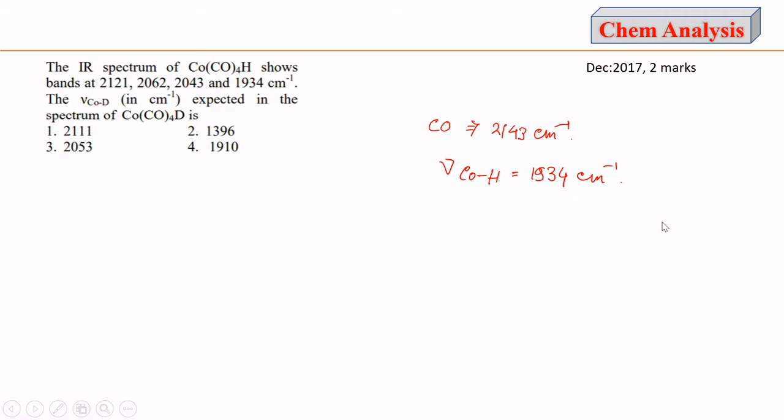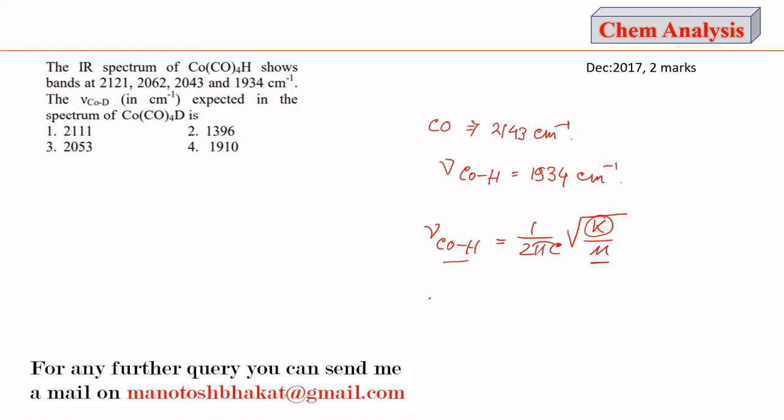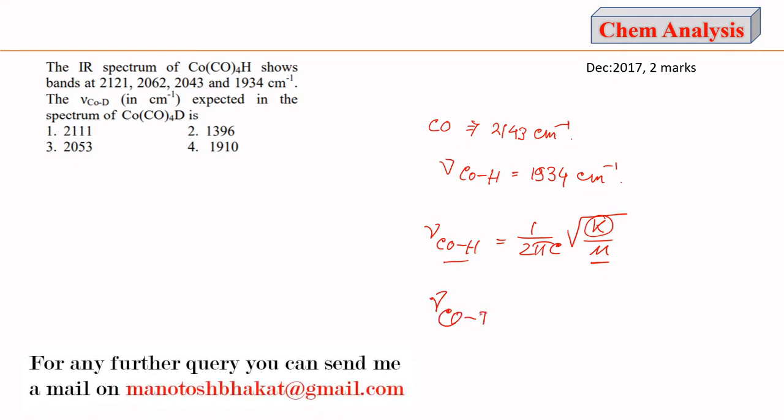Now if we write the stretching frequency equation, it is like this: 1 by 2 pi c root over k by mu. Here k is the force constant of the cobalt-hydrogen bond, mu is the reduced mass of the cobalt-hydrogen bond, c is the velocity of light, and pi you know. And if we write the stretching frequency equation for the cobalt-deuterium bond, we can write it like this. Here mu is for cobalt-hydrogen, and here mu is for cobalt-deuterium, and the force constant is for cobalt-hydrogen, here it is for cobalt-deuterium.